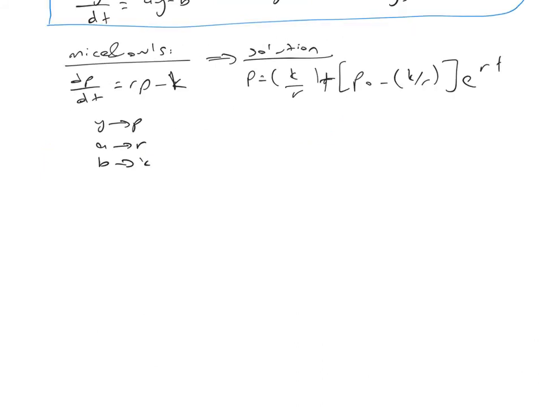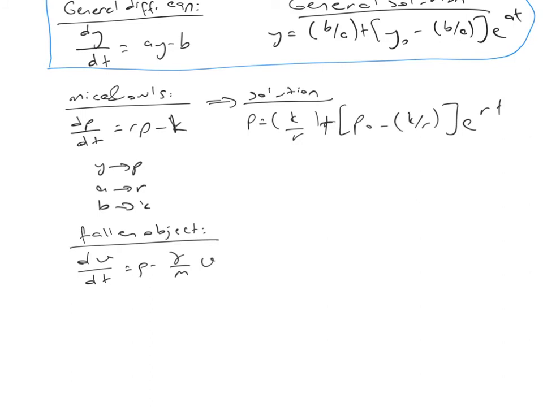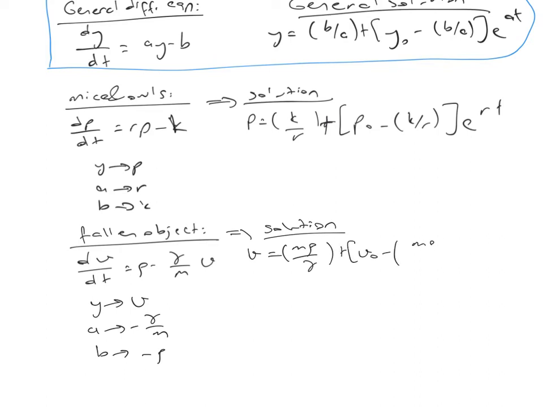And let's take the fallen object example. In the fallen object example, we got this differential equation. It was dv over dt is equal to g minus gamma over m times v. And here v corresponds to y, g corresponds to minus b, and minus gamma over m corresponds to a. Let's write it down. y corresponds to v, a corresponds to minus gamma over m, and b corresponds to minus g. So solution of the fallen object example will be v is equal to mg over gamma plus v0 minus mg over gamma times e to the minus gamma over m times t.